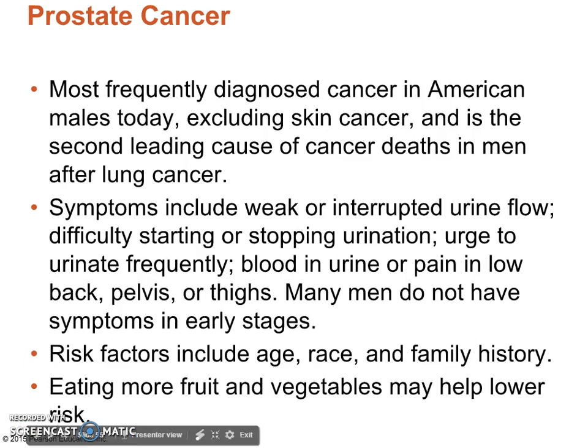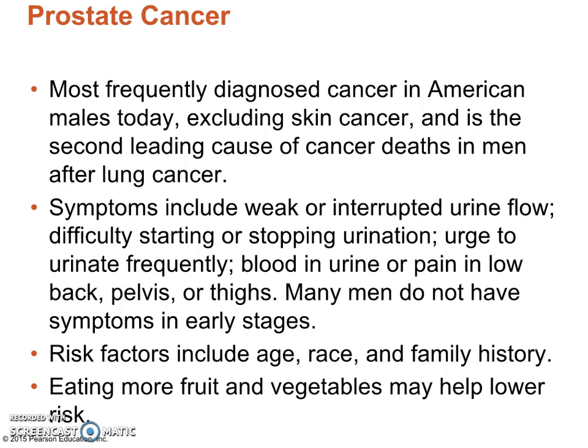Next we have prostate cancer. This is the most frequently diagnosed cancer in American men. We looked at that chart and we saw that. And it is the second leading cause of cancer deaths in men after lung cancer. Symptoms include any urinary issues. So if there's a weak or interrupted urine flow, sometimes they call that dribbling. It's just not coming out with a normal flow, difficulty starting or stopping urination, urge to urinate frequently, blood in the urine, pain in the back or the pelvis or the thighs, anywhere along there, and many men do not have symptoms in the early stages.